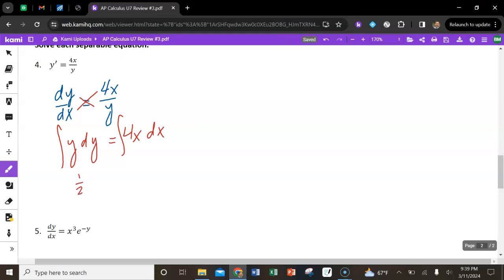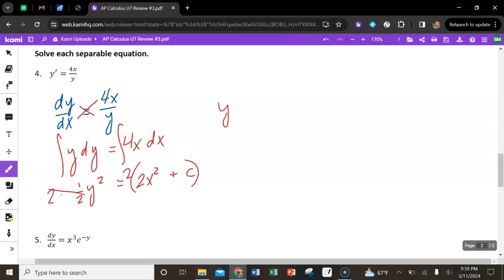The antiderivative then of y is 1/2 y squared. The antiderivative of 4x is 2x squared plus c. And then I want to get y by itself, so I'm going to multiply by 2 to get rid of that 1/2. So I would multiply this by 2. That would give me y squared equals 4x squared. And remember, we can just leave c as c, because it doesn't matter if I take a generic constant and multiply it by 2, it's still going to be a generic constant.